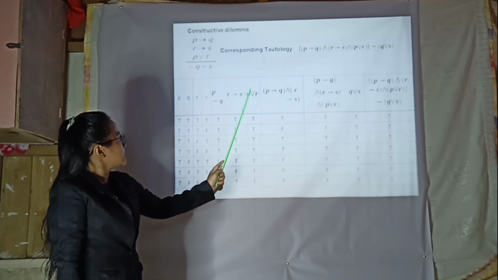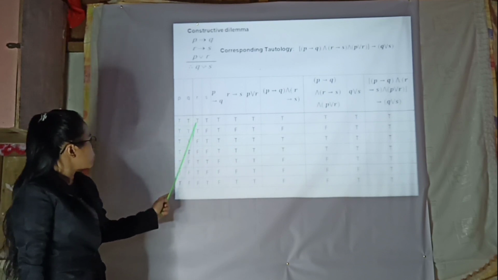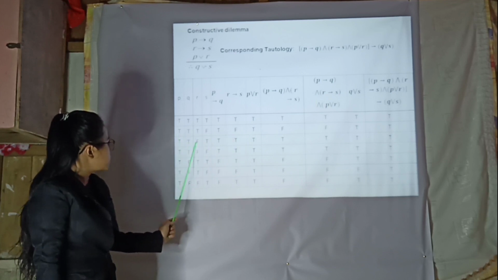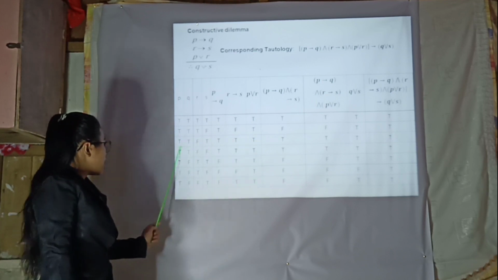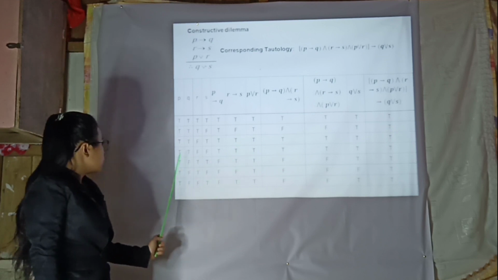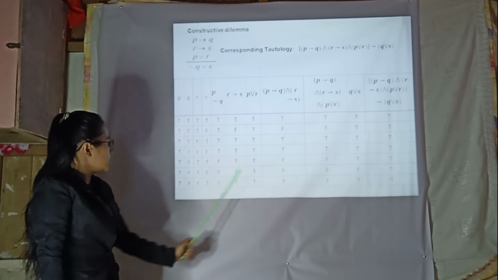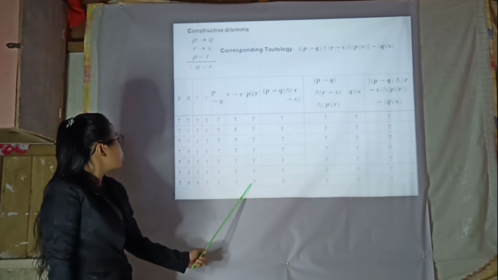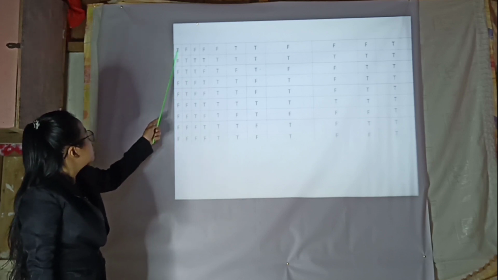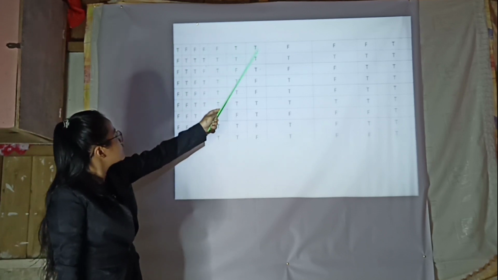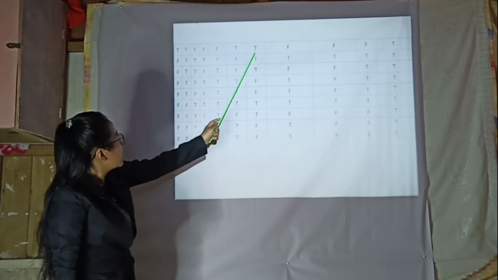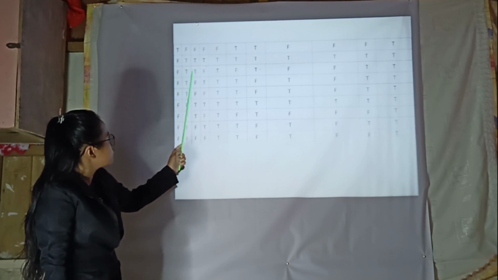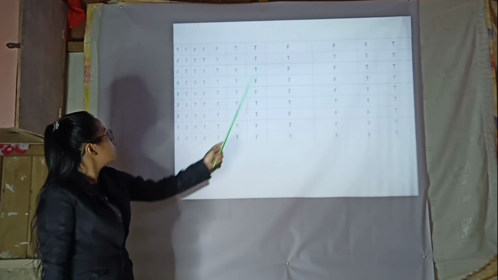And P or R, so true, true is true, true, true is true, true, false is true, true, true is true, true, true is true, true, false is true. Then true, false is true, false, true, false, true is true, false, false, true is true, false, false.